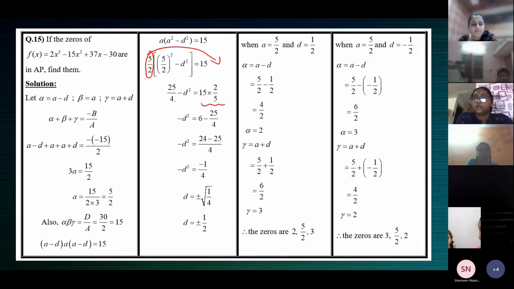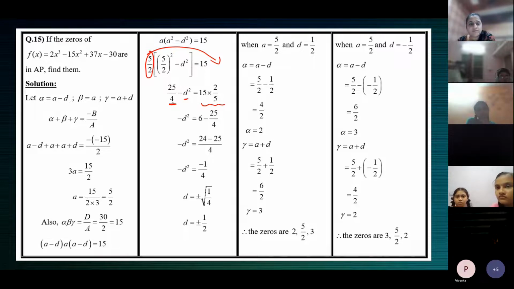5 by 2, the whole square is 25 by 4 minus d square. 5 by 2 transposed becomes 2 by 5. Now when you simplify this, 5 threes are 15, so 3 into 2 is 6. That's what you see here.